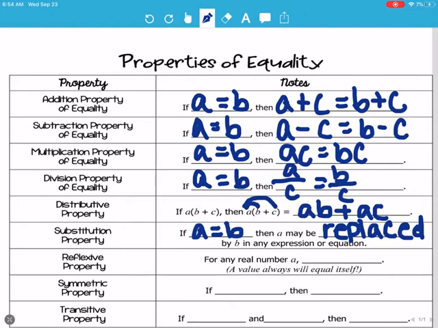The reflexive property, here's the hint: a value always will be equal to itself. Reflection is how I help people remember this one. When I look in the mirror and see my reflection, it's still me. So that's what the reflexive property is, that something will always equal itself.